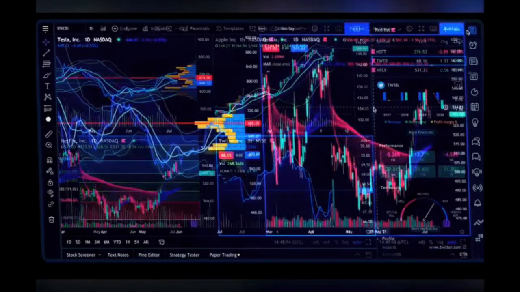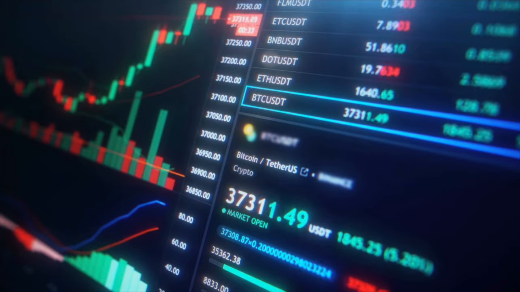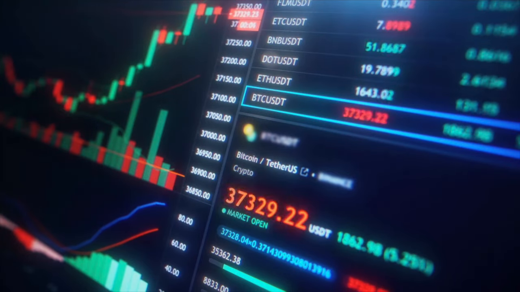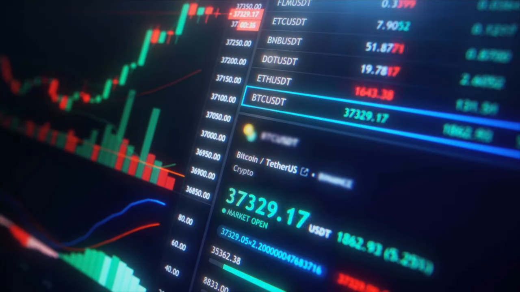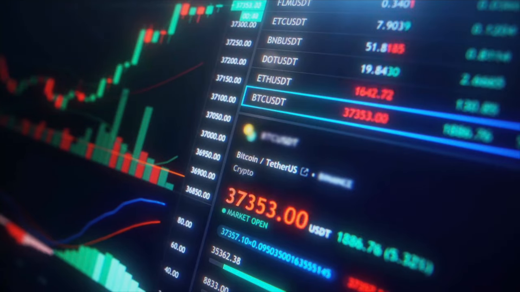The tools of a trader. Modern traders have access to powerful tools that make analysis and execution faster and more efficient. First, trading platforms. Software like MetaTrader, TradingView, or thinkorswim.